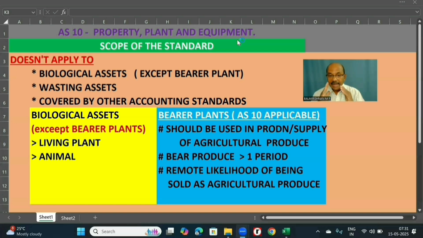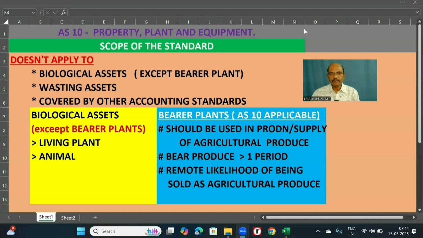However, in such cases, other aspects of accounting treatment for these assets, including depreciation, are prescribed by AS10 only. Similarly, investment property as defined in AS13. What is AS13? Accounting for investments. Investment property under this standard should be accounted for only in accordance with the cost model prescribed in this standard.